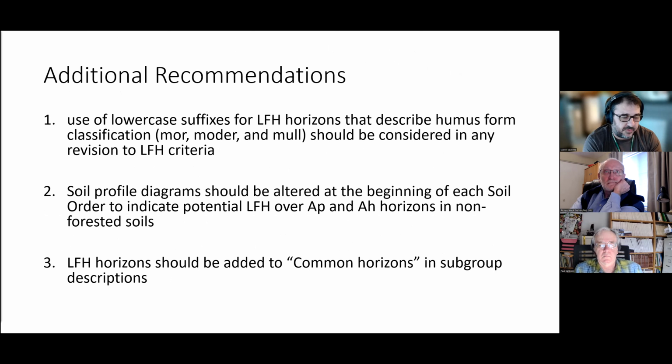And then also that the LFH horizons need to be added to the common horizons in the subgroup descriptions. So below every subgroup in the Canadian System of Soil Classification, there's a little subheading called common horizons, and it gives you a list of horizons, including the diagnostic horizons for every subgroup. And so their recommendation there is that for these non-forested soils we also add LFH as potential surface horizons that could occur. All right.